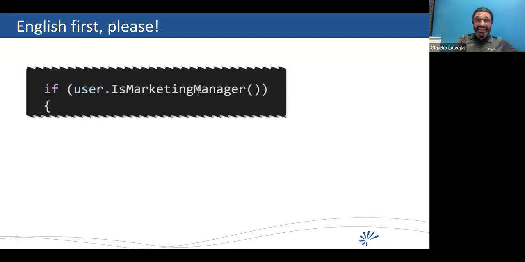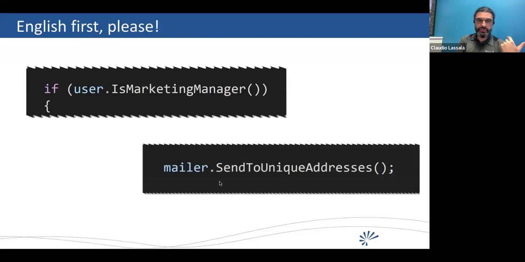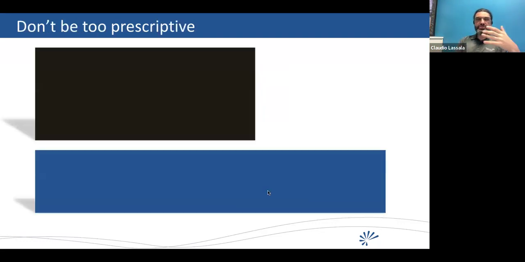In writing code, also bring that down into the code. Like, oh, we said that the user is a marketing manager. I want to read the code like that: if user is marketing manager, something, because that came from the user story, from the acceptance criteria. Failure, send to unique addresses. Again, we have some bits that are technical here, but the core bits of words there resonate with the English words that we're using.